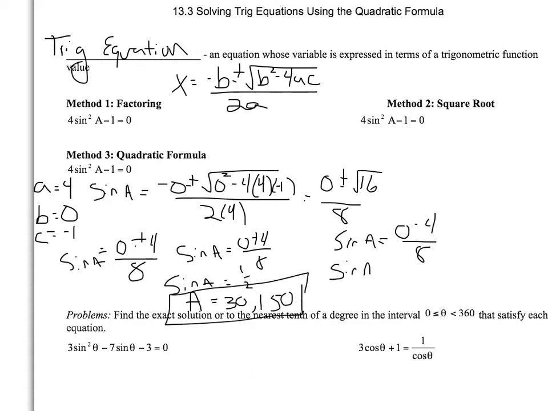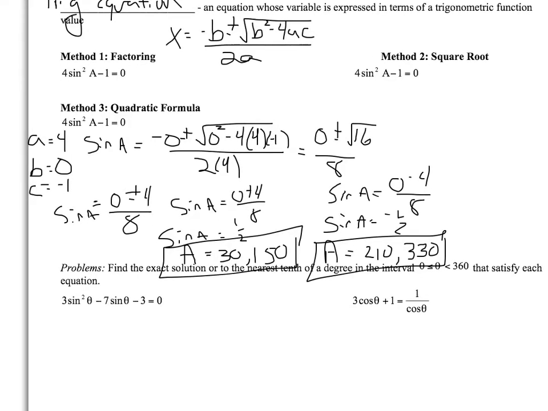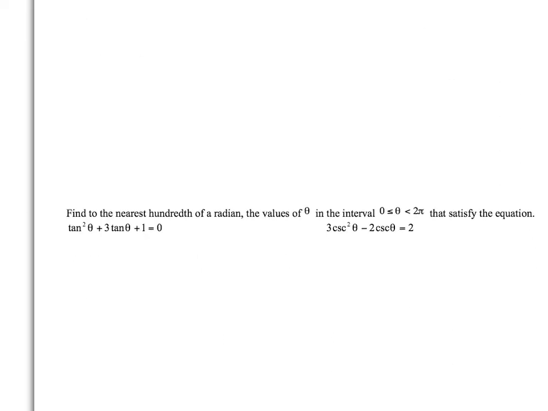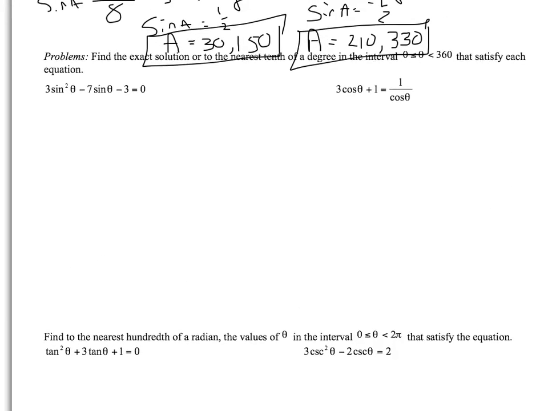And then for the other one, it's negative 1/2. And again, we did this problem yesterday, so I'm not going to go over it again today. You get 210 and 330 as your answers there. So that's another way to solve these trig equations. Today we're going to practice using the quadratic formula for these problems.